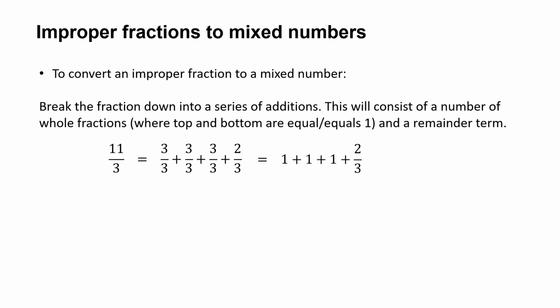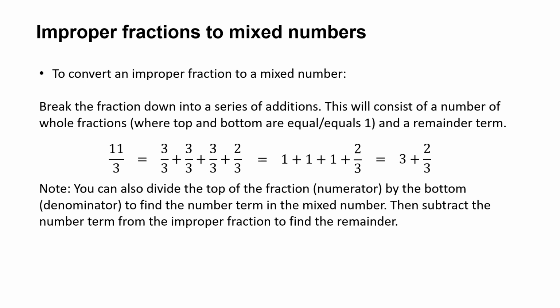So once we have this, we can see that each 3 over 3 is actually just 1. So we have 1 plus 1 plus 1 plus 2/3. So we add up these 3 ones, so that's equal to 3. And then at the end, we have this plus 2/3 term. So our answer just becomes 3 plus 2/3. Or if we're writing it properly, it's just 3 and 2/3.